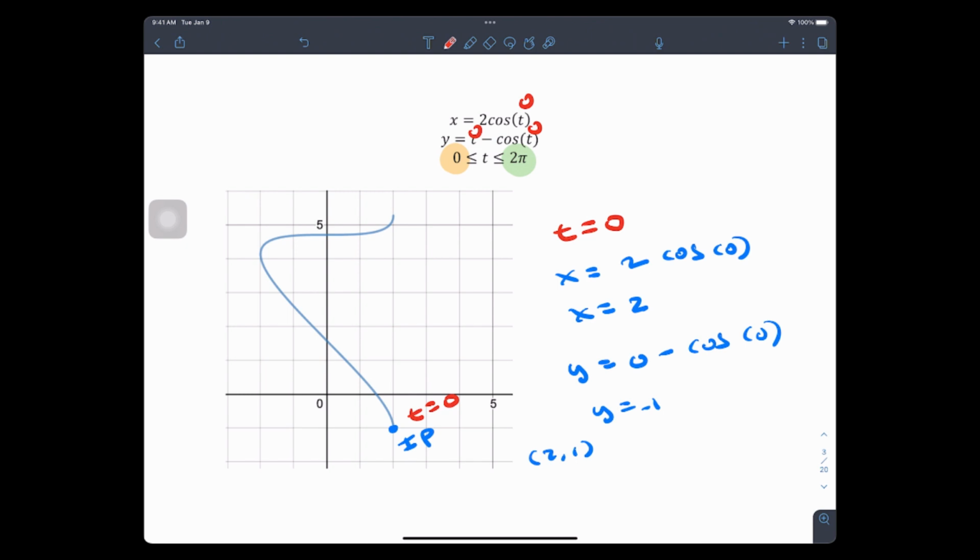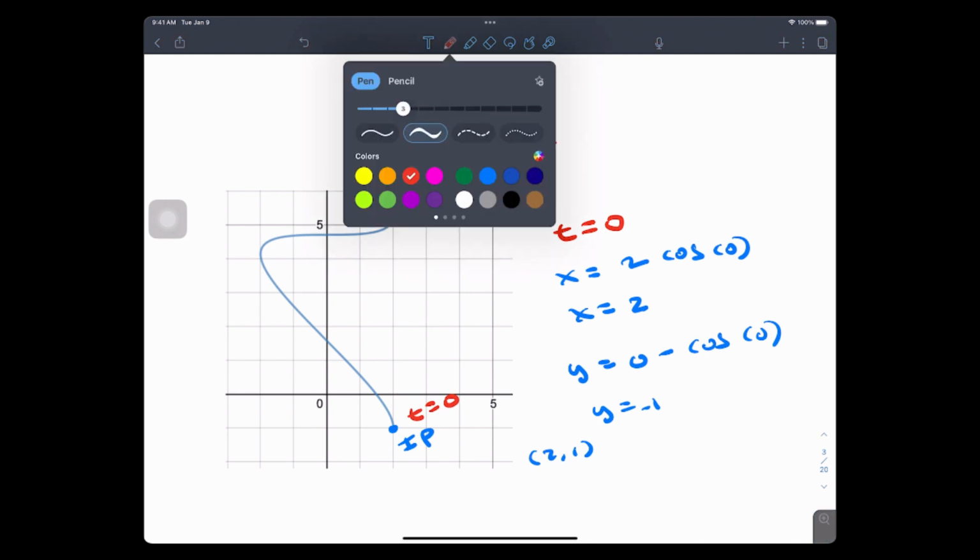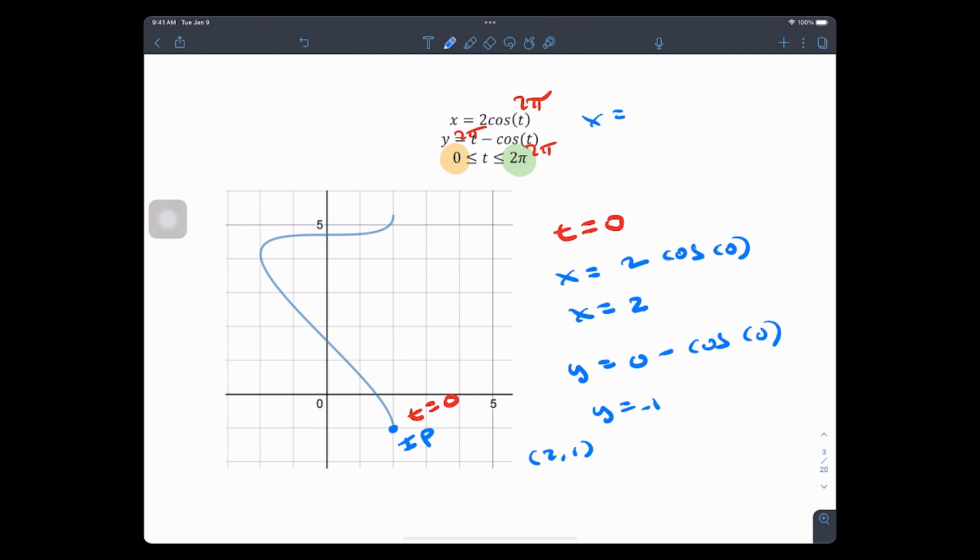Now, how do you guys think you get the terminal point? What would you do? For t, what do you plug in? 2 pi. What do you get for x? What's cosine 2 pi? Isn't that 1? What's 2 times 1? Is that 2? So x is 2. So y will be 2 pi minus cosine of 2 pi. So this will be 2 pi minus 1. Now, what is pi approximately? About 3. So 3 times 2 is 6 minus 1. Isn't that 5? But it's a little bit more.